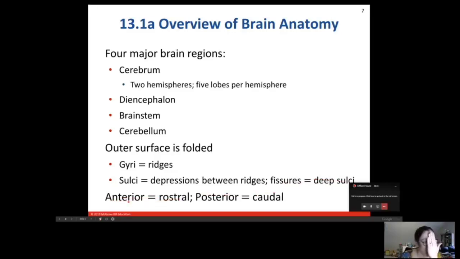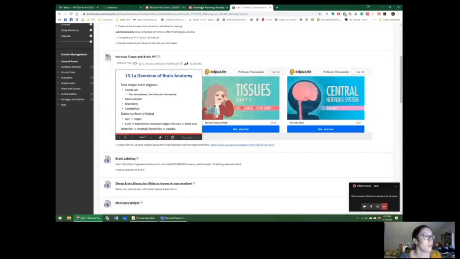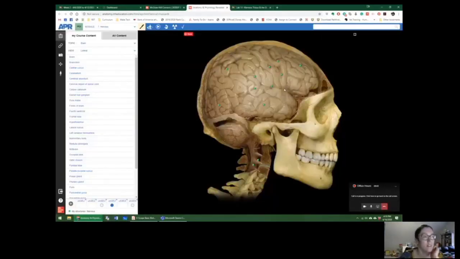If we go towards the front of the brain, we can also call it rostral. So anterior is rostral in the brain, and posterior is caudal, which kind of means towards the tail end. Towards the tail end. And if we look here, let me pull up my Anatomy and Physiology Revealed.